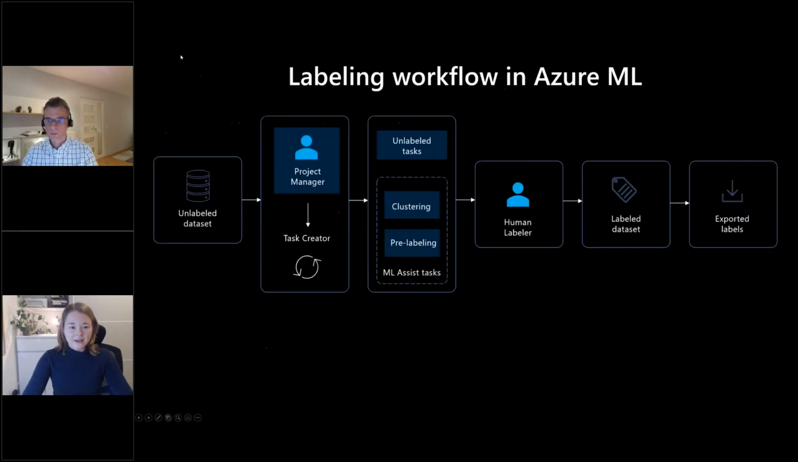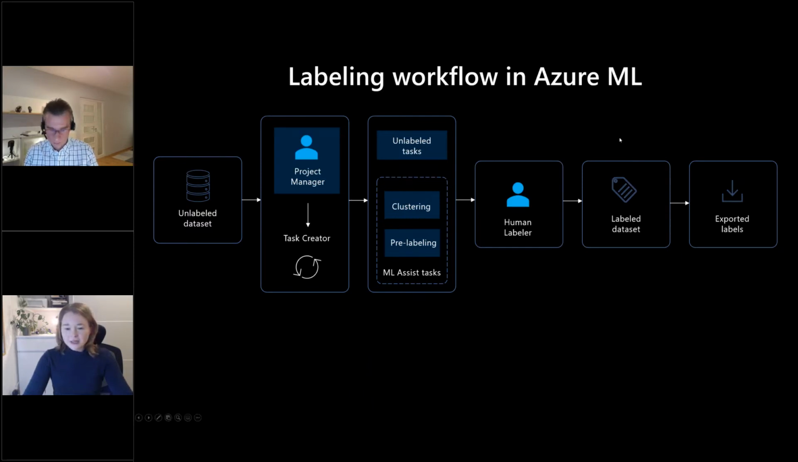And what that looks like from a workflow perspective is what you see on the slide right now. Of course, we start with an unlabeled data set. There we have a project manager who creates the task description of what he wants to achieve. So what are the labels that we want to get from the data? What is the description of what these labels should look like? Then the task is created, and these unlabeled tasks go to the human labeler, where they actually give their label to the data set, and then they can be exported.